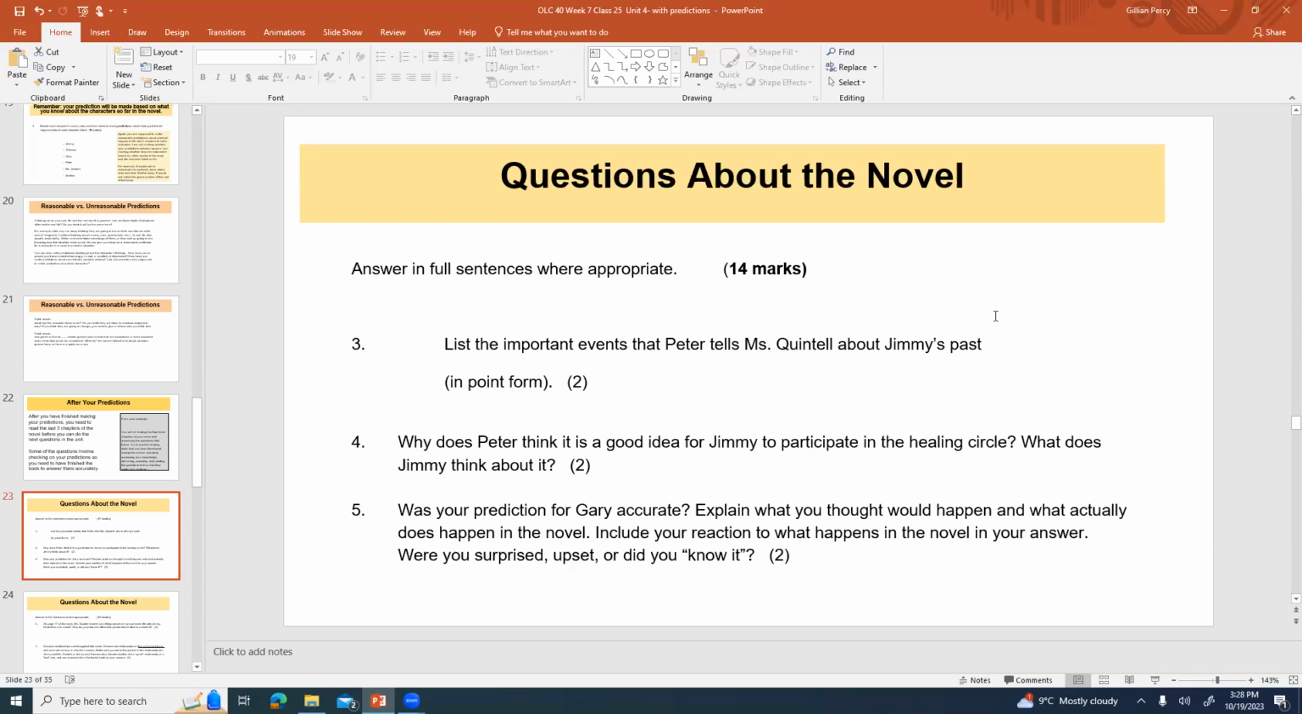Number 5, was your prediction for Gary accurate? Explain what you thought would happen and then what actually did happen in the novel. Include your reaction to what happens in the novel in your answer. Were you surprised, upset, or did you know it, that was what you thought was going to happen?